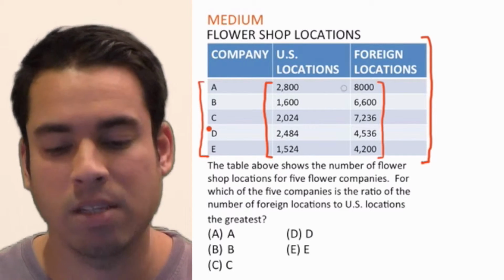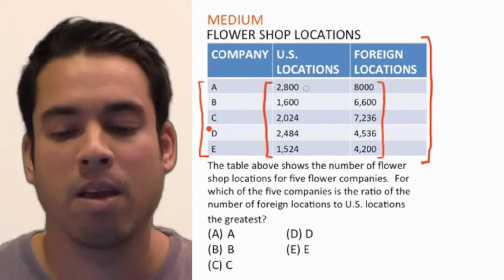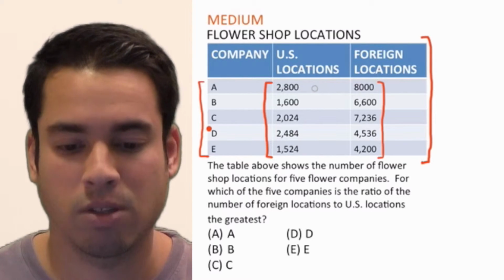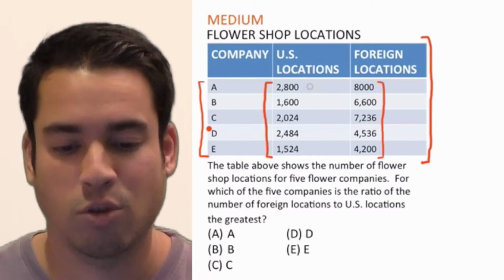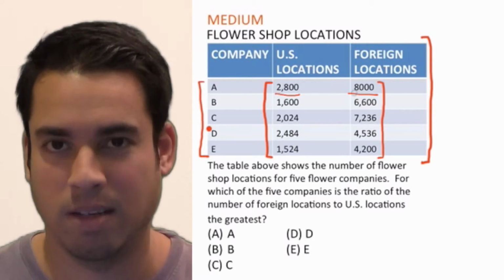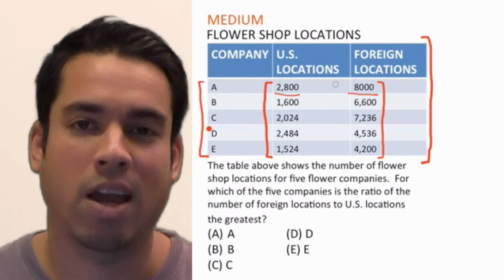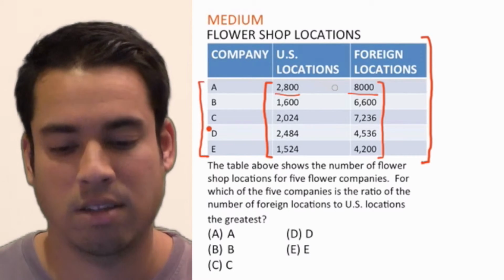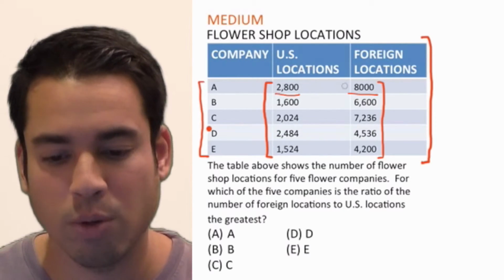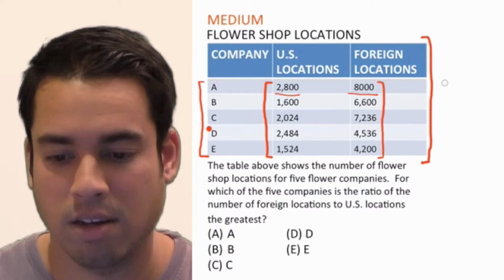So we're talking about basically the greatest ratio. It doesn't mean the greatest difference. We're talking about essentially where the foreign locations is the greatest multiple of the US location. So for example, let's look at A. Here we have 2,800 US locations and we have 8,000. Let's just approximate it. 2,800 times 3 is about 8,400. So we know that this is less than a 3-to-1 ratio.